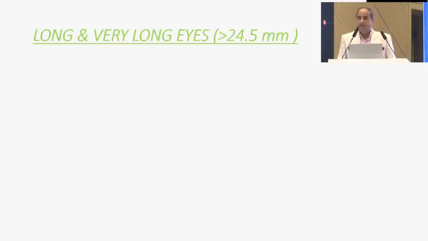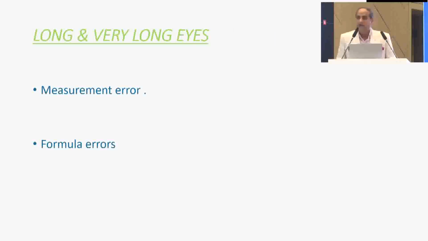When do we identify or call an eye a long eye? We mean that the axial length is more than 24.5 millimeters. Now, what are the issues with an eye which is more than 24.5 mm? Well, the two issues are there could be a measurement error and there could be a formula error, because as the eyeball grows, we need to have a different and a very specific formula for that.